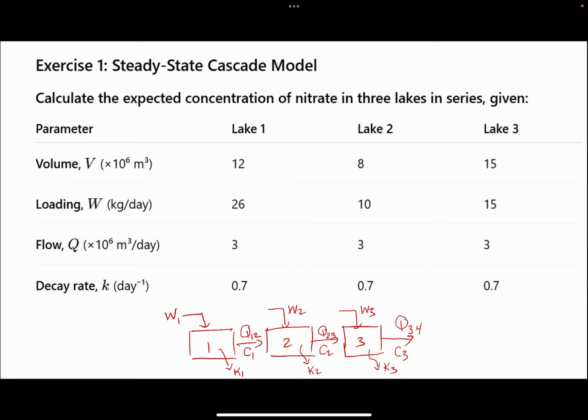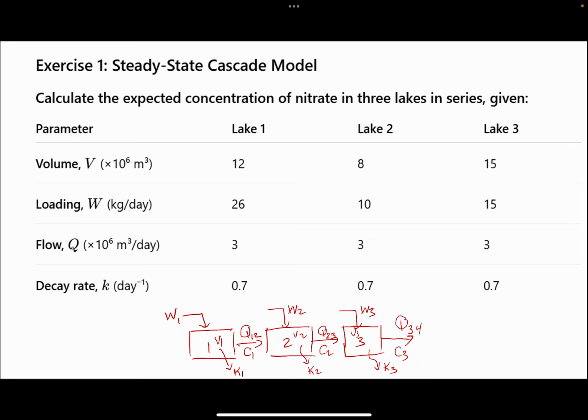Okay, we have the volume, volume 1, which is 10 to the 6 meter cube. We have volume 2, 10 to the 6 meter cube. And we have volume 3, which is 10 to the 6 meter cube. Of course, we have the loading of each, 26 kilogram per day, 10 kilogram per day, and 15 kilogram per day. And we have the flow rate constant. So the flow rate from 1 all the way to 3 is 10 to the 6 meter cubic per day.